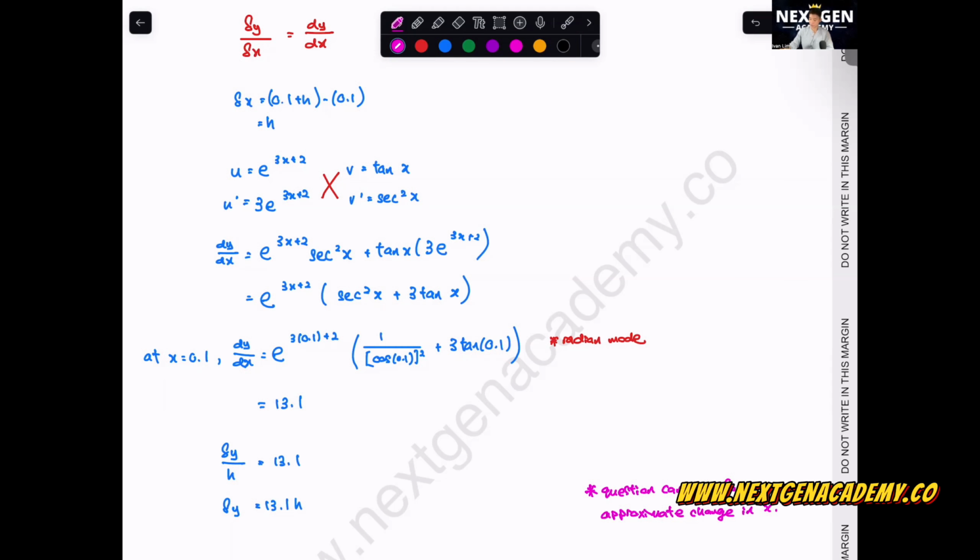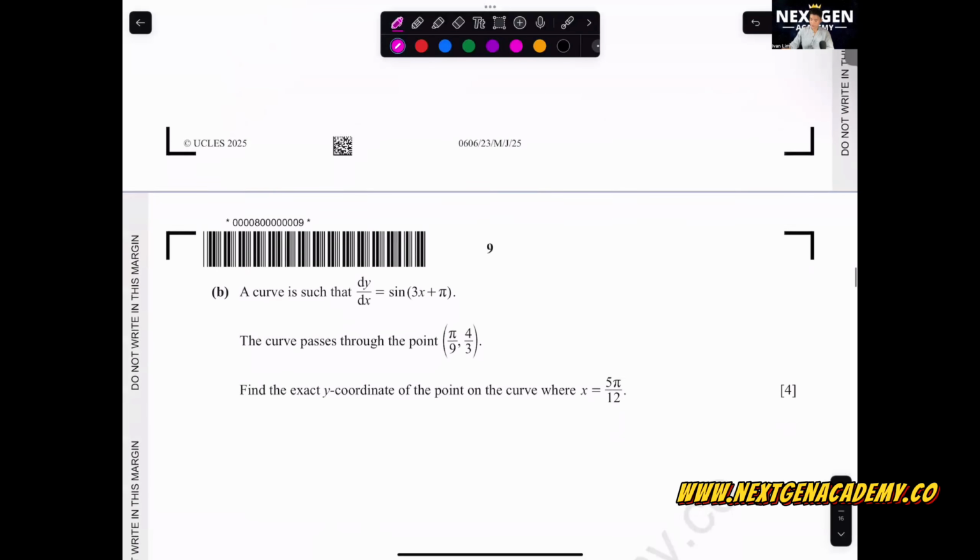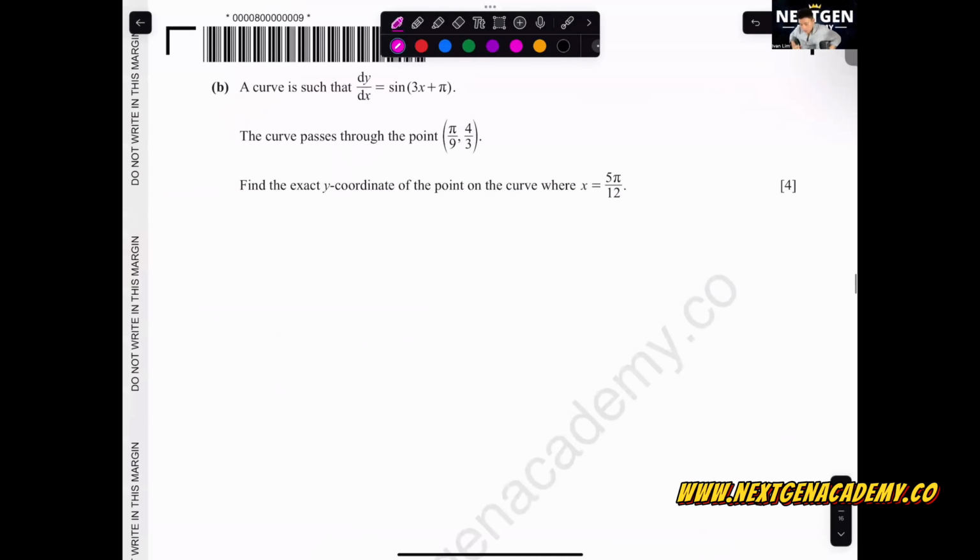Okay, let's move on to the next one. Question B. A curve is such that dy over dx equals to sine (3x plus pi). The curve passes through the point (pi over 9, 4 over 3). Find the exact y coordinate of the point on the curve where x equals to 5 pi over 12. Okay, we want to find what is the equation first, which is y. To find y, we need to integrate the dy over dx. So y is the integral of sine (3x plus pi) dx.